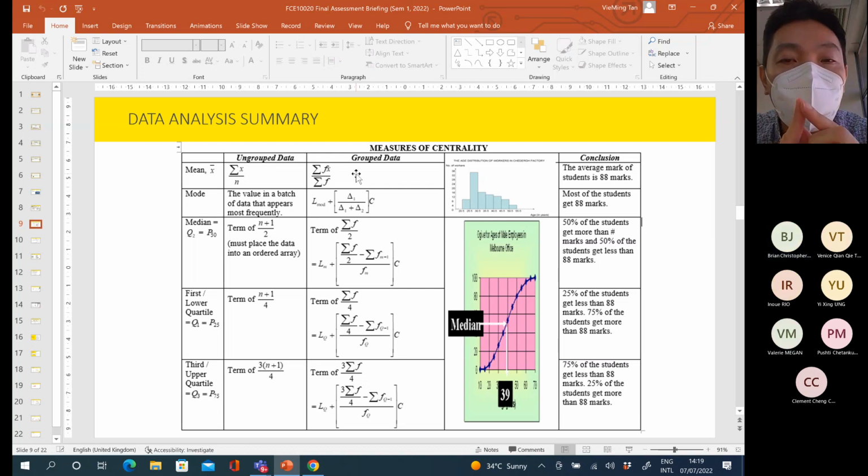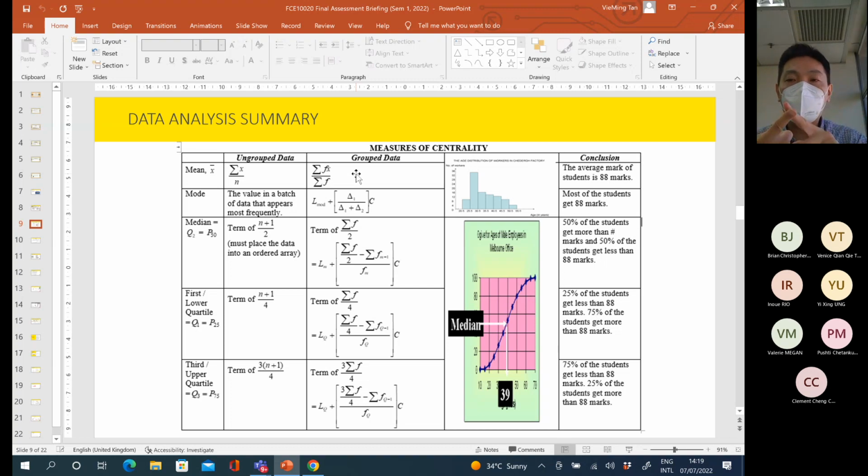What is the symbol we use to represent frequency? F. F, correct. And then midpoint? X. X, right? So how to get the X value? How to get the midpoint for each class? What is the formula? How to get the midpoint? The lowest plus the highest divided by 2. Okay, correct, good. Make sure that you use the boundary class, the upper boundary plus the lower boundary value for each class, divided by 2, right? Correct.